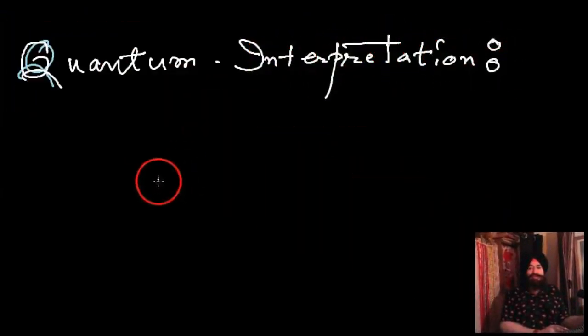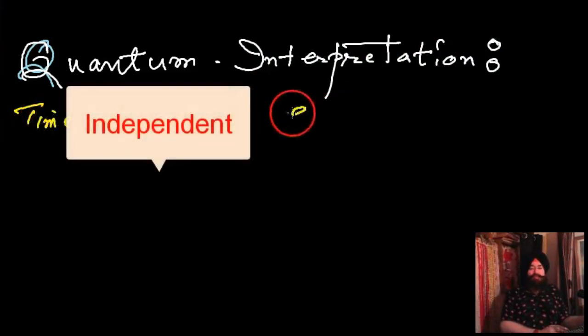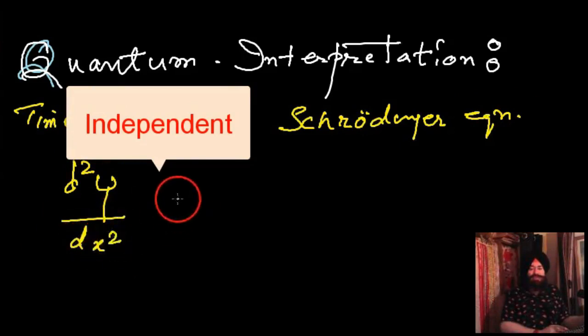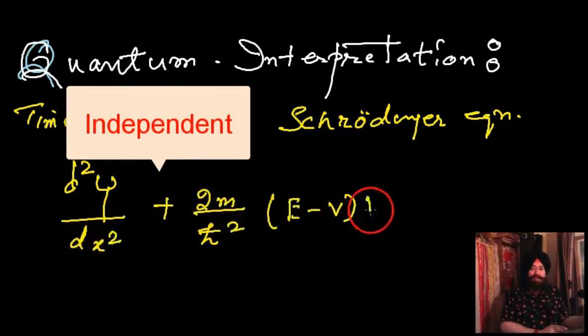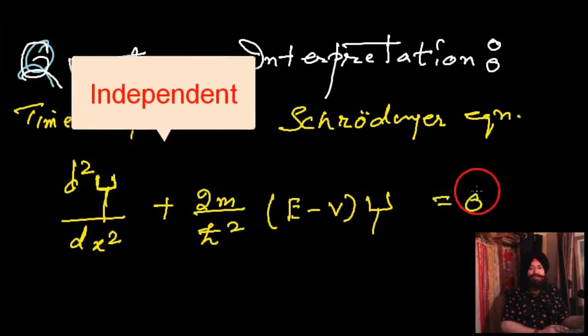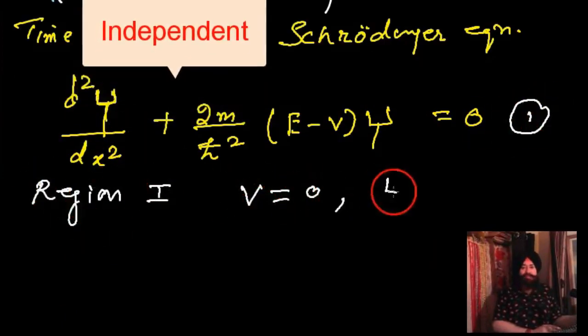Now I'm coming to the quantum interpretation. I'm writing the time independent Schrödinger equation. Time independent means the wave function is a function of the position or the distance only. So this is the Schrödinger equation, time independent.